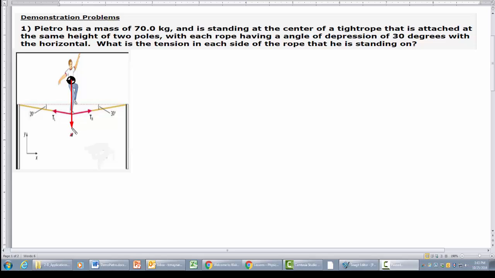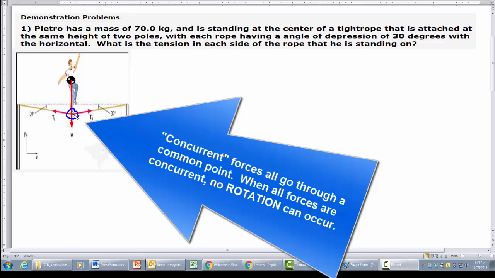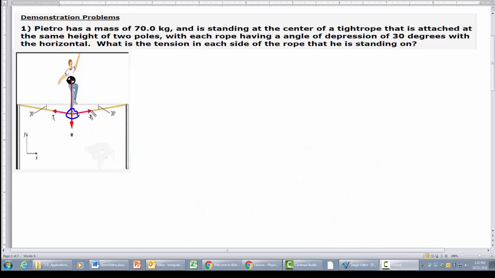It acts downwards. We are only considering concurrent forces. We are not considering any possibility of rotation. Therefore, we are interested in where the lines of action of all the forces on Pietro intersect. That is this point here, where the tension in the right part of the rope is concurrent with the tension in the left part of the rope and the weight vector. This will be the origin of our coordinate system for our force diagram.